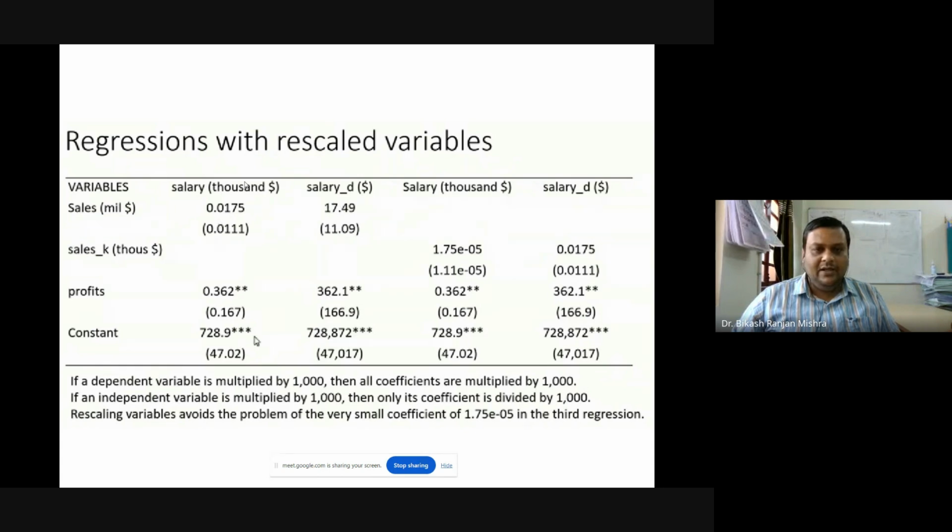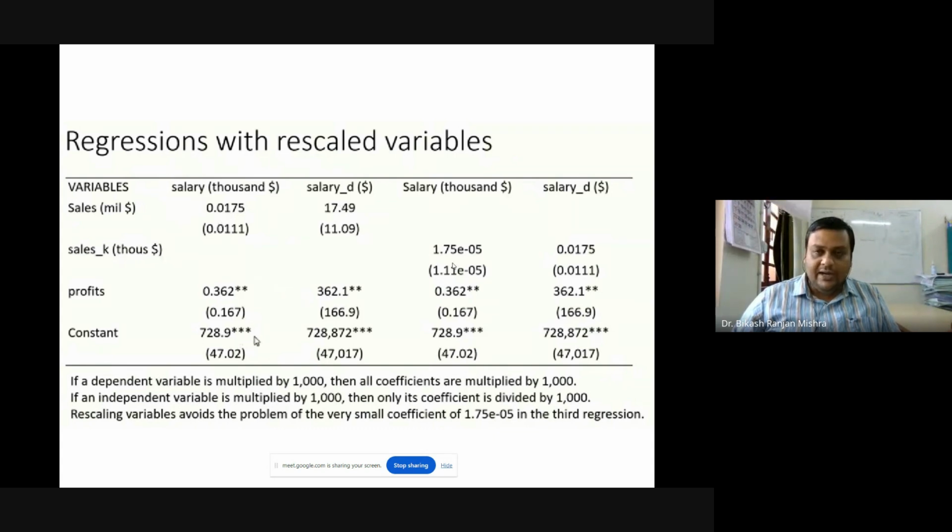Whereas if you go for a similar type of rescaling in the independent variable, as you can see, the coefficient is actually divided by 1000. 17.49 divided by 1000 will be something like this: 0.0175.